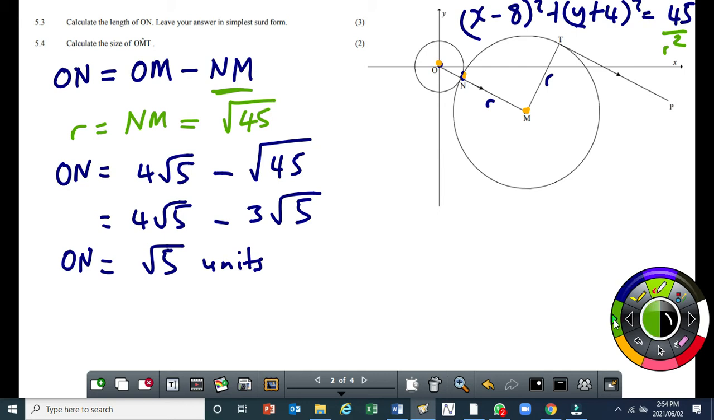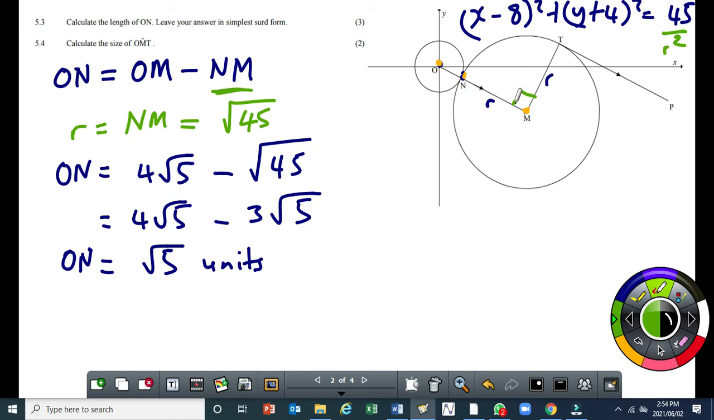Then 5.4, calculate the size of OMT. Now, when you start talking about an angle, it means your knowledge from grade 11 of angle of inclination might be required. So we want OMT, which is this angle here. You want to calculate that angle. Now, also, your knowledge of circle geometry is required when you are doing that question.